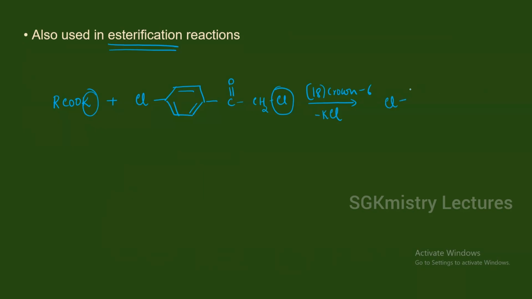So we get Cl, benzene ring, C double bond O. Here we have CH2. Now this O, C double bond O, R will be attached here. So because of which you also get esters in the presence of 18 crown 6 or in general in the presence of crown ethers.